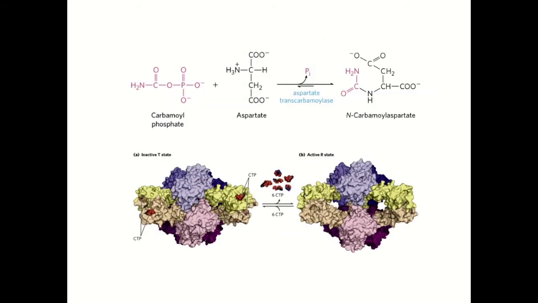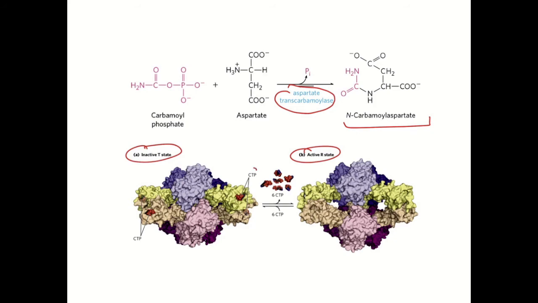Let's exemplify this by looking at an enzyme called aspartate transcarbamylase. It catalyzes the conversion of aspartate to N-carbamyl aspartate. Here we have the enzyme, and it can be in either the inactive T state or the active R state. The catalytic sites are shown in shades of blue and purple, and the regulatory sites are shown in shades of beige and yellow.